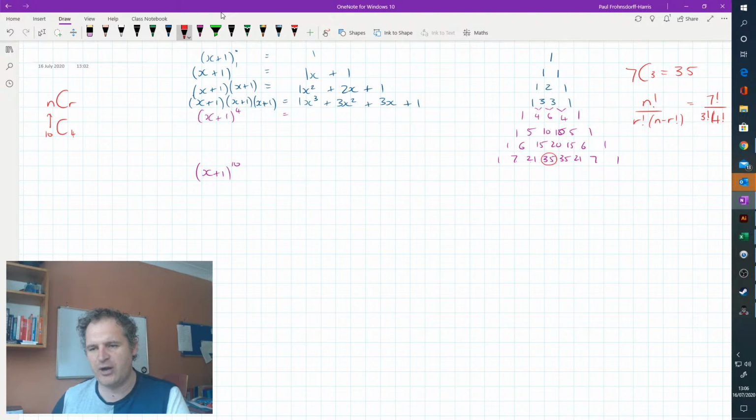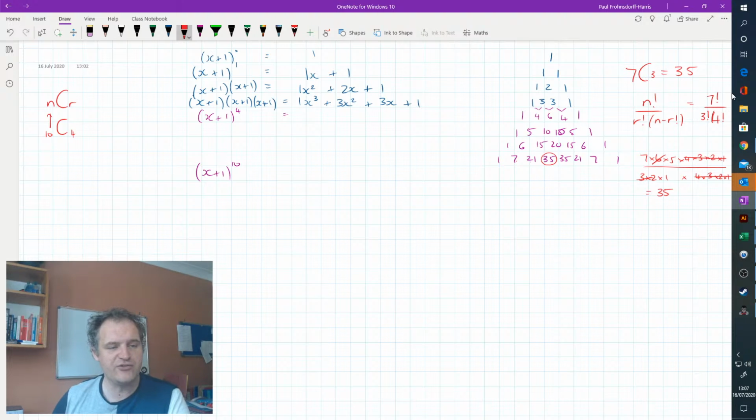Remember, factorial means times everything, so 7 times 6 times 5 times 4 times 3 times 2 times 1 divided by 3 times 2 times 1 times 4 times 3 times 2 times 1. Now the reason that's useful is those 4 all cancel with those 4. And the 3 times 2 cancels with the 6, and you'll notice it is indeed 35, which is what I said it would be.